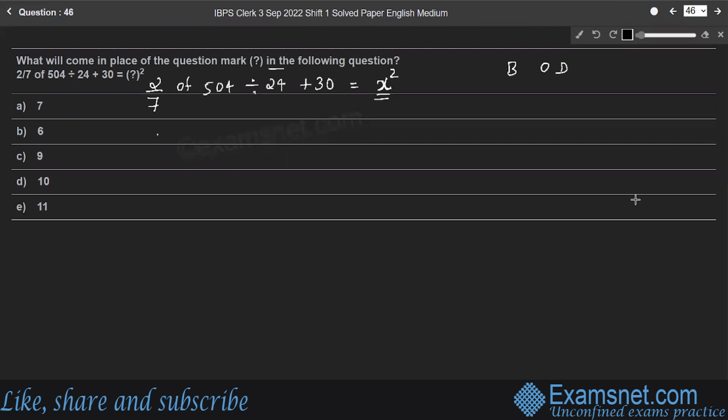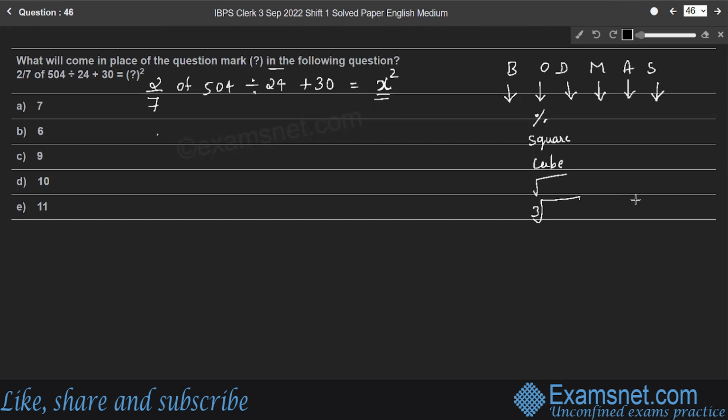To solve any equation, we'll follow the BODMAS rule. So what is BODMAS? In any equation, we have to solve the brackets part first, followed by off. Off means whenever there is a percentage or some part of, or exponents, square of or cube of, or square root of or cube root of, such parts should be solved first after brackets. Next is division, next is multiplication, followed by addition and subtraction.